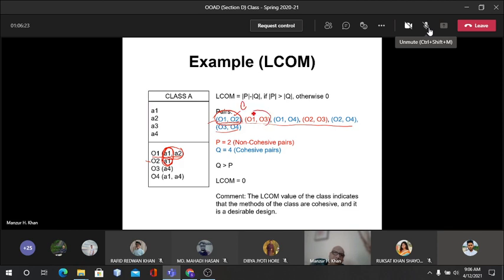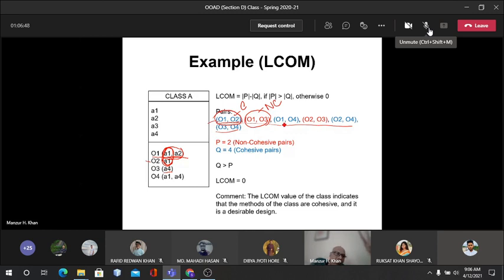Now look at O1, O3. O1 variables are A1, A2. O3 variable is A4. So there is nothing common. This is declared as a non-cohesive pair. So basically, I have color coded. All the blue pairs are cohesive. All the red pairs are non-cohesive.